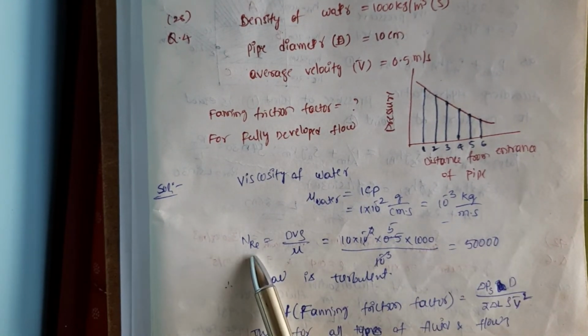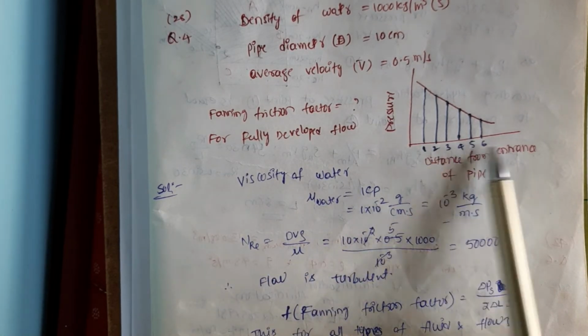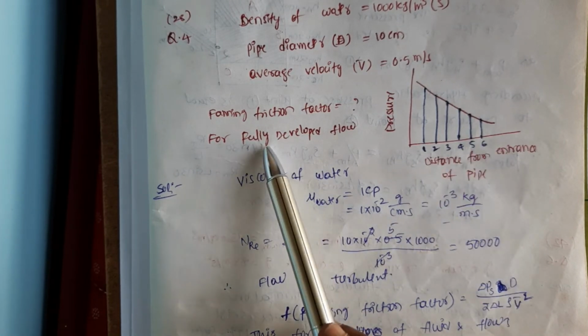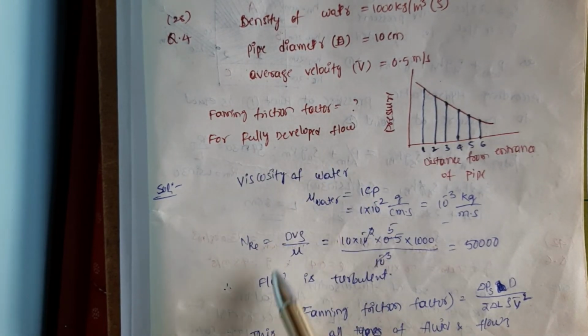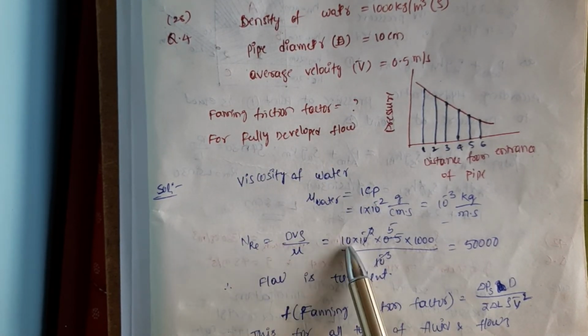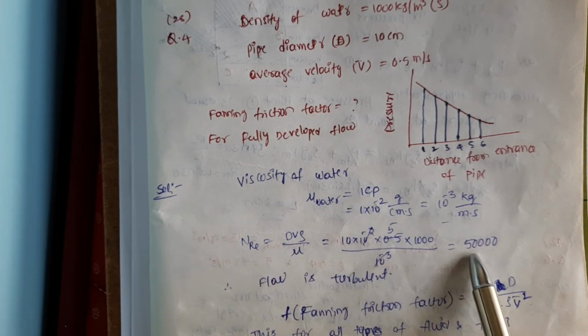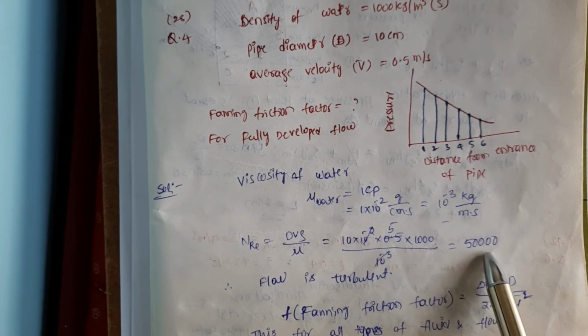So we have to find out whether it is laminar flow or turbulent flow. Based on that we can identify at what point of the entrance of the tube we will get fully developed flow. They have asked us to calculate the Fanning friction factor for fully developed flow only. So NRe is D v rho by mu. By substituting the corresponding values of D, v, rho and mu, we get an NRe value of 50,000. It means the flow is turbulent flow, right?